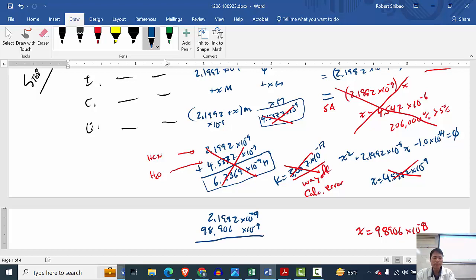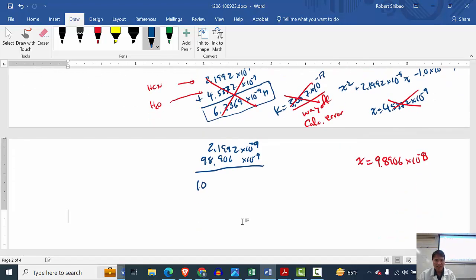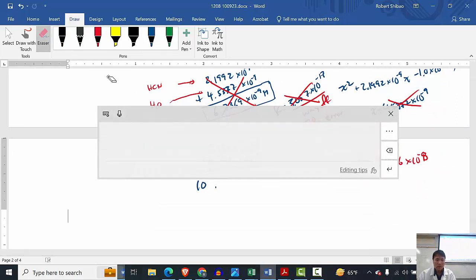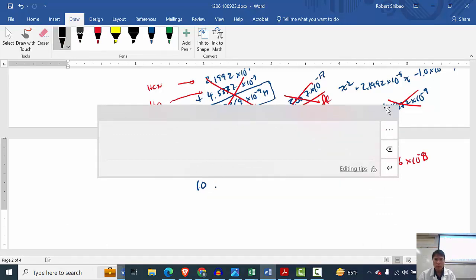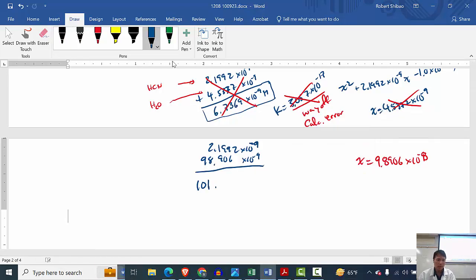So let's go ahead and add those two up. So 2.1992 times 10 to the minus 9 plus 9.8906 times 10 to the minus 8. And I get 100 point, or not, 101, sorry, .105 times 10 to the minus 9.